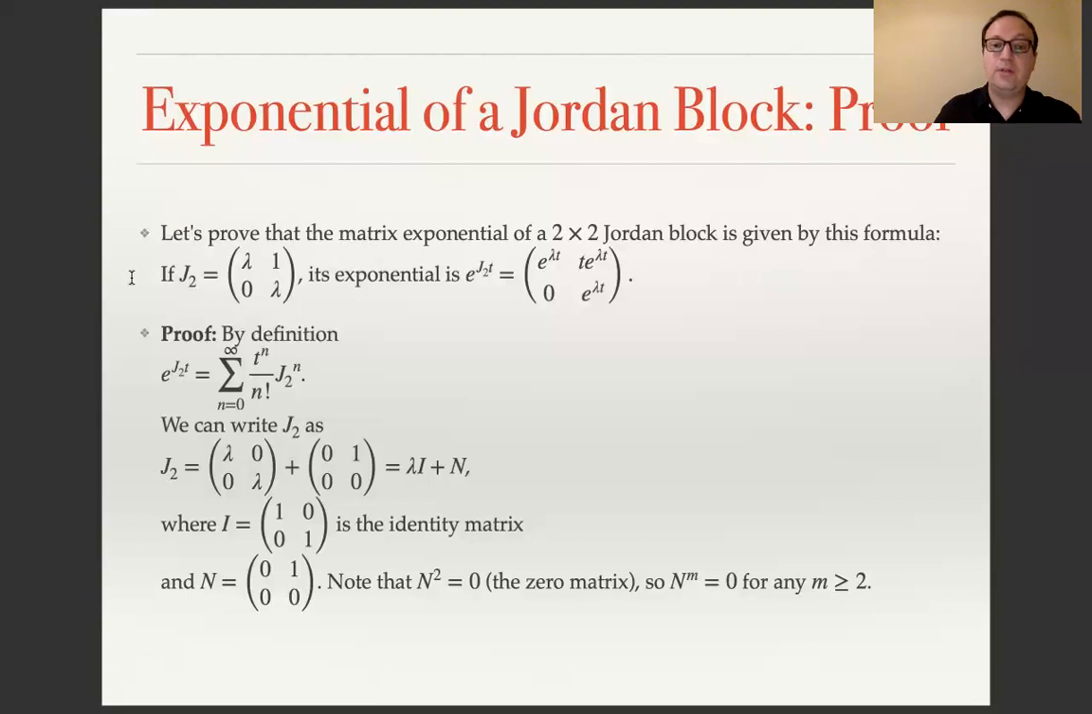And finally, for completeness, let's prove that the exponential of a 2 by 2 Jordan block is given by the formula that I mentioned before. So if J2 is a 2 by 2 Jordan block with lambda on the main diagonal, 1 immediately above that, and 0 everywhere else. So here it just means 0 in the lower left corner. Then its exponential e to the J2t is equal to e to the lambda t on the main diagonal, t e to the lambda t immediately above that, and 0 in the lower left corner.